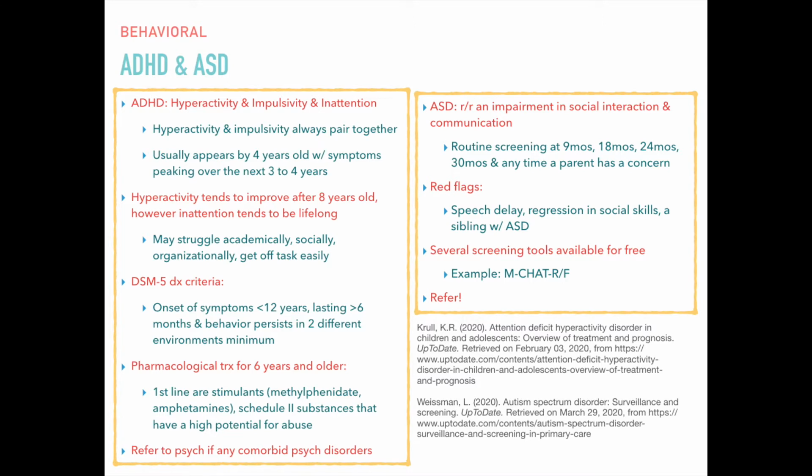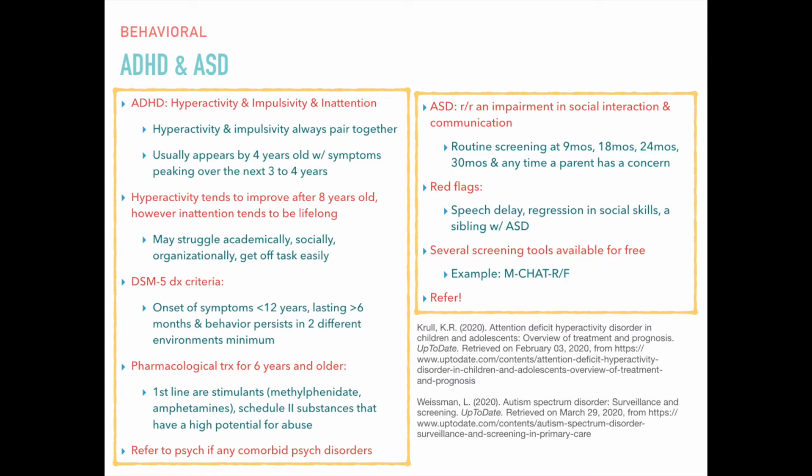The DSM-5 diagnostic criteria is an onset of symptoms before 12 years old, lasting more than 6 months, and the behavior persists in 2 separate environments minimum. And this is to make sure that it's not a problem with the environment.